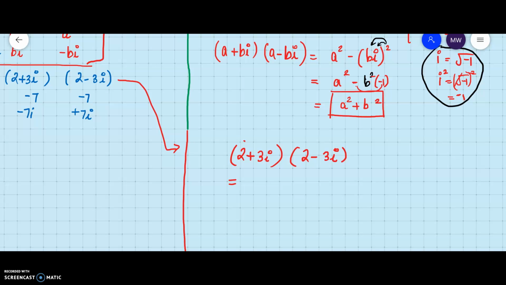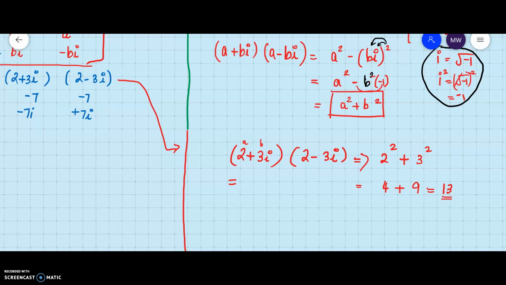In place of a, we have 2. In place of b, b is a coefficient, so we have 3. So this answer is 2 squared plus 3 squared, which is 4 plus 9, and 4 plus 9 is 13. So we should be able to multiply conjugates and get their answer like this.